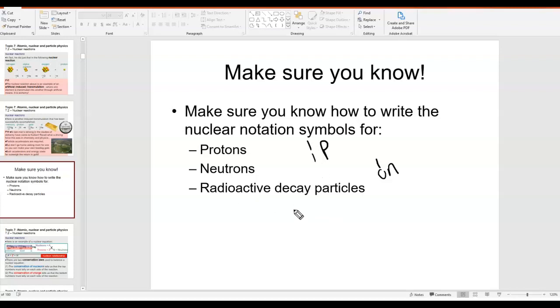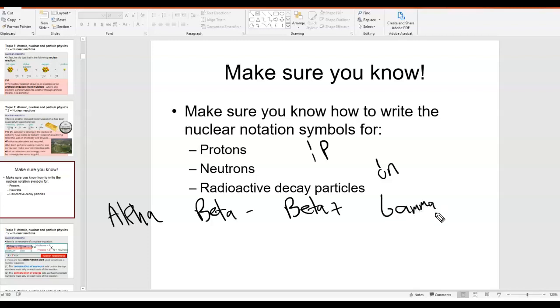And then you have the 4 types of radioactive decay particles. You have alpha, beta. Technically, you have 2 types of beta. You've got beta minus, and you have beta plus, and then you have gamma.